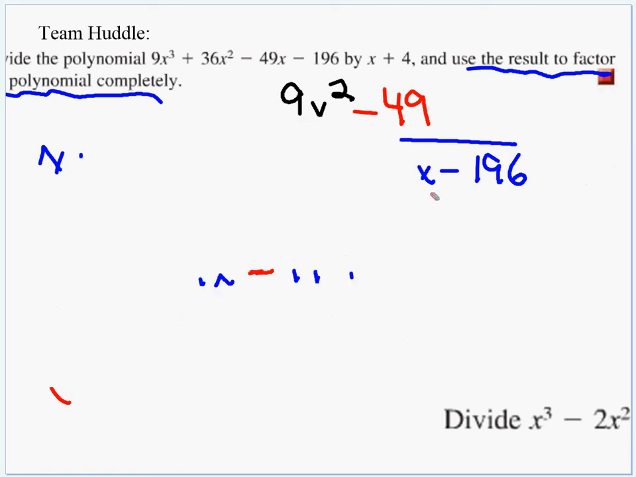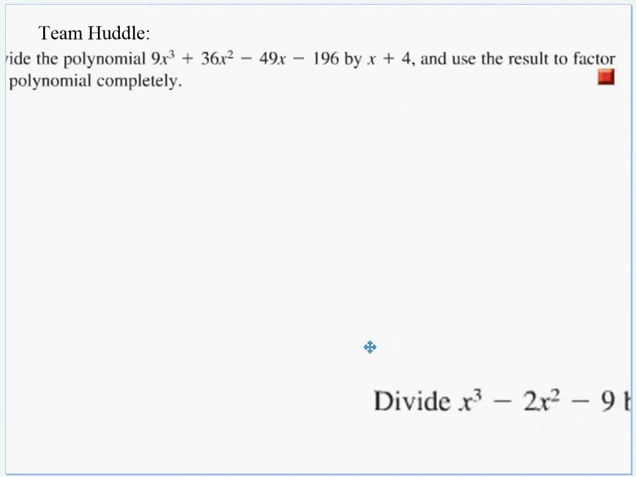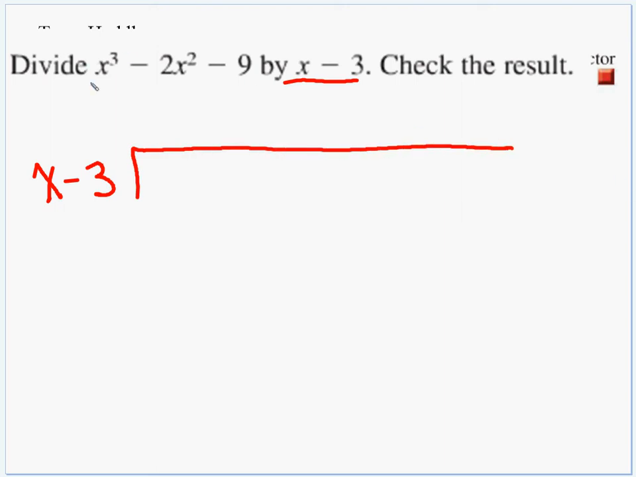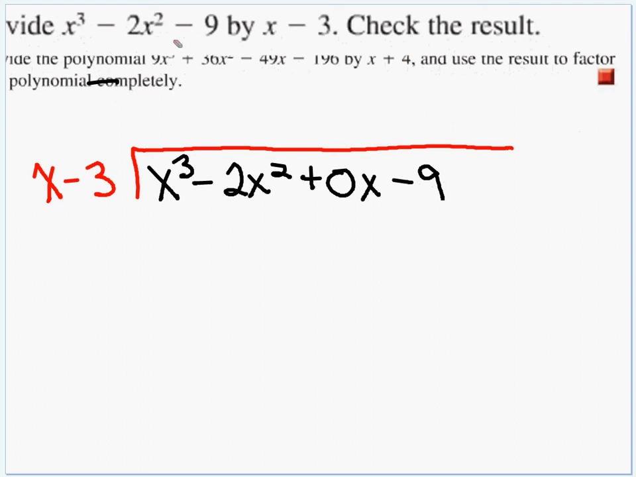All right, now for the trickier one. So here we're dividing an x minus 3 into x to the third minus 2x squared. We are missing an x, so we want a placeholder, a plus 0x, and then we'll put our minus 9 on the end there, and we should be good. So we want to get rid of x cubed. We're going to have to multiply by x squared. x squared times x is x cubed, and then we'll have a minus 3x squared.